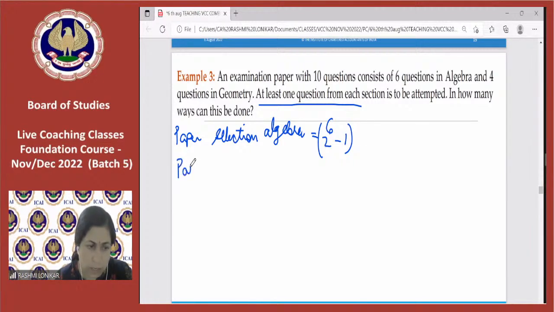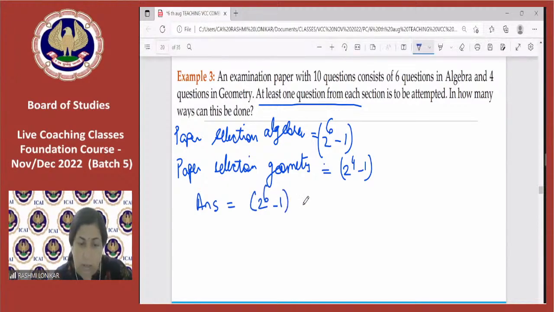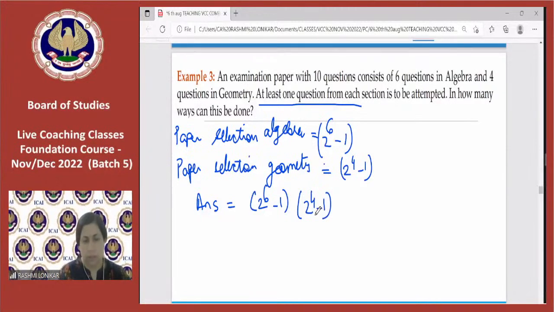So paper selection for geometry is equal to 2 raised to 4 minus 1. So answer is equal to 2 raised to 6 minus 1 into 2 raised to 4 minus 1 will be the answer.